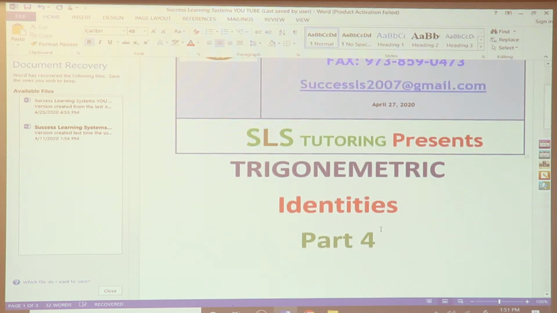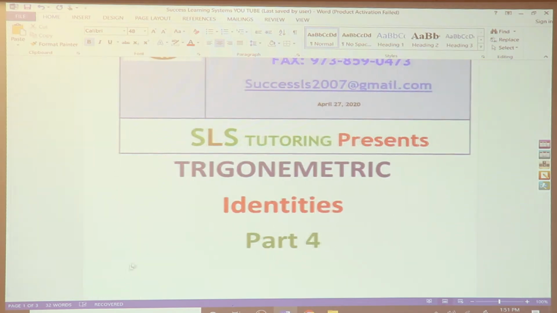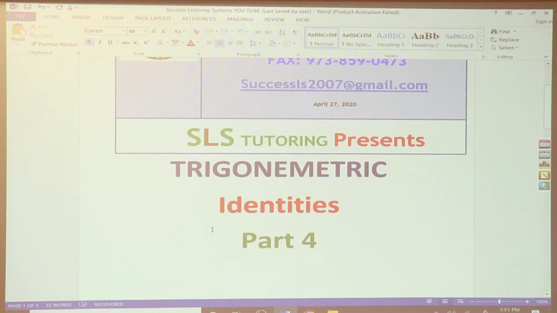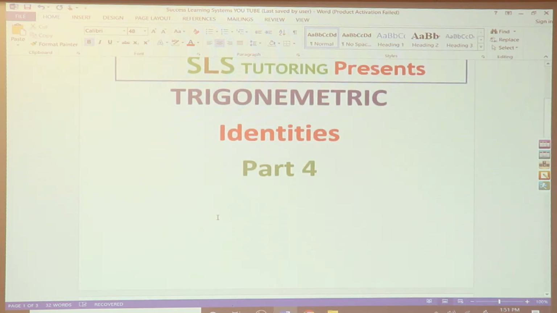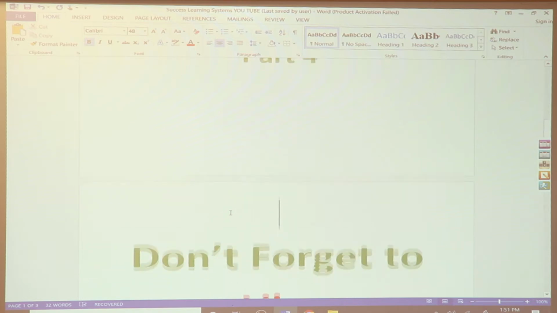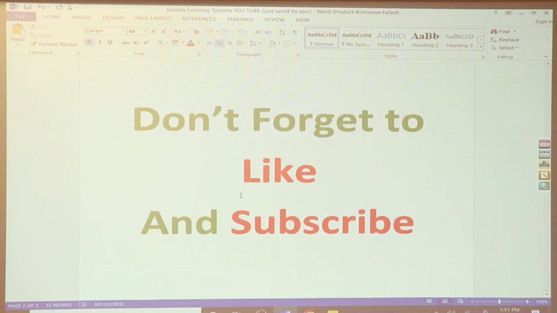Today we'll finish our class about, not finish part 4. We still have some parts about trigonometry.